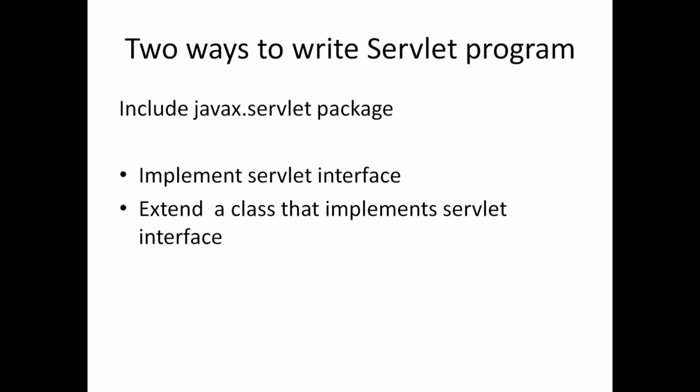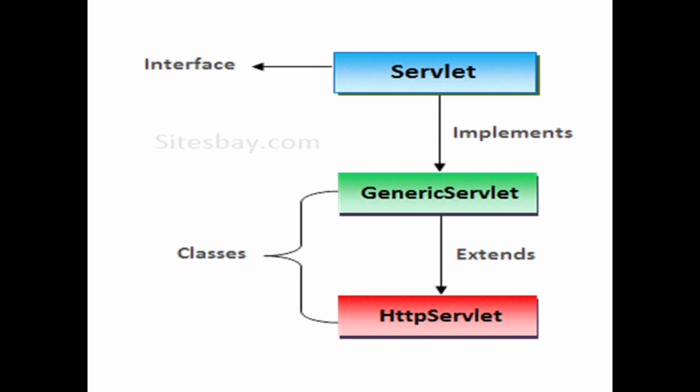There are two ways to implement a servlet in our program: either by implementing the Servlet interface or by extending a servlet class. Here Servlet is an interface. GenericServlet is a class that implements the Servlet interface. And the HttpServlet class is a subclass, or child class, of GenericServlet, which implements the Servlet interface.